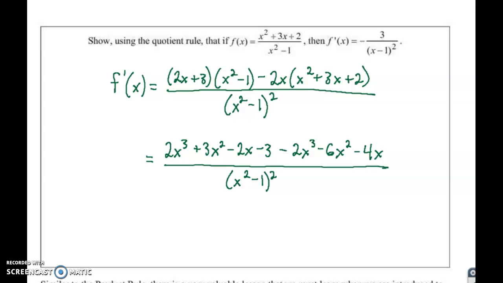So as I'm looking at it, I see 2x cubes cancel. Let's see, I don't see anything else that cancels. But let's look at the final goal in mind, that I need to change the denominator somehow. Well, let's look at this denominator specifically. And I hope you notice that that's a difference of squares.